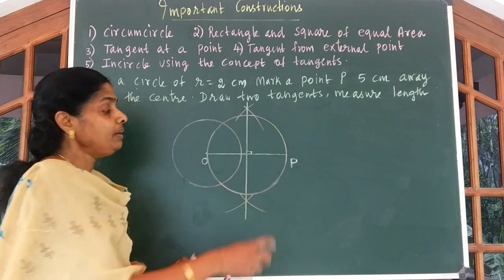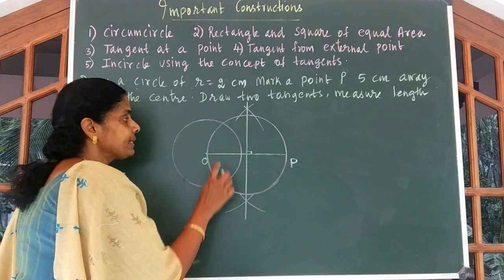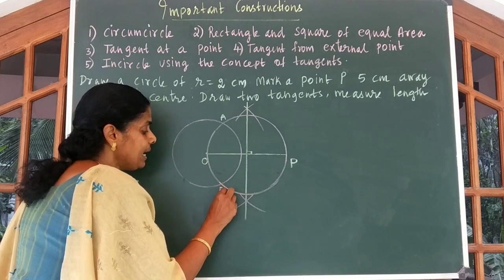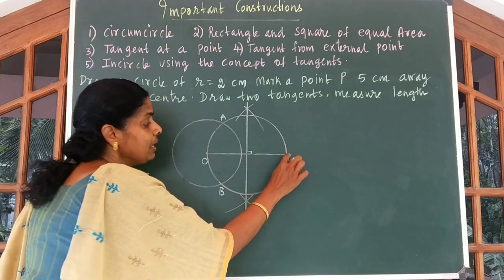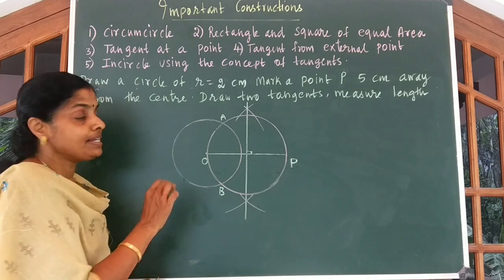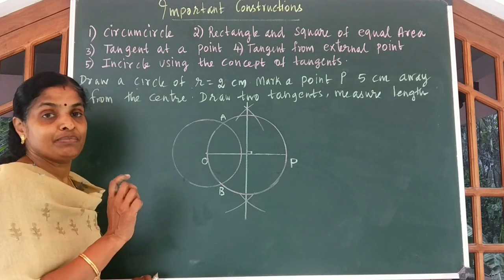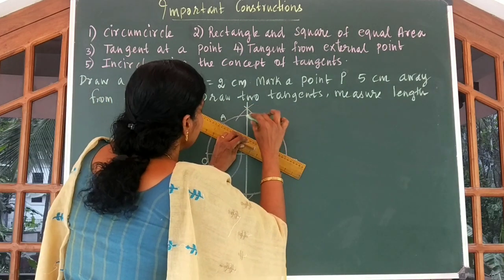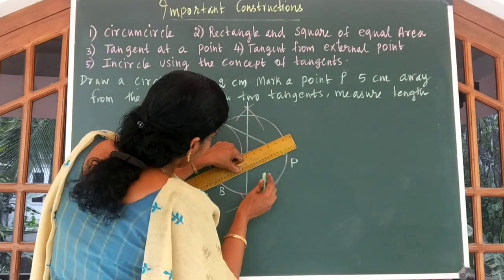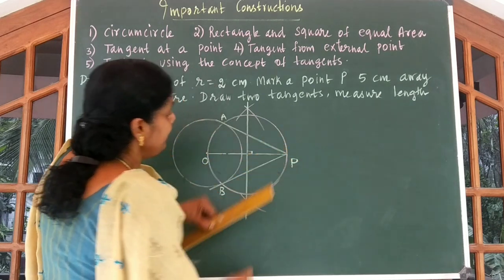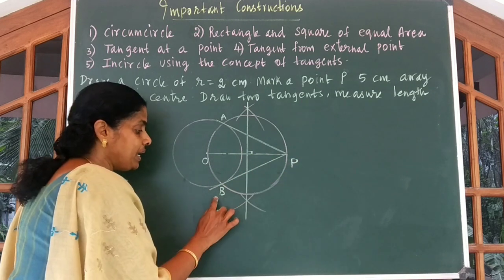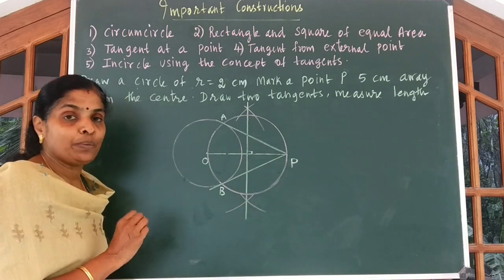The circle cuts the small circle at 2 points. Let us name the 2 points as A and B. Now join PA and PB. They are the tangents to the smaller circle. Is it clear to you? I have joined PA and PB. Now use your scale and measure PA and PB. They will be equally measured.